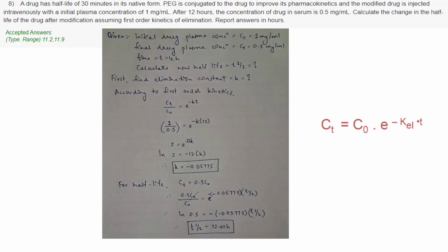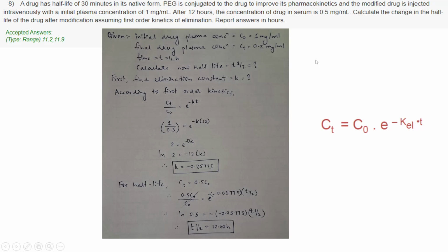So this is the longer method of arriving at an answer. But if you have read the question carefully, the initial concentration was 1 mg per ml and the final is 0.5 mg per ml, which is already half of the initial concentration. And they have already given us that in 12 hours, the concentration is already reducing by half. So if you had read the question carefully, you could have directly written 12 hours.